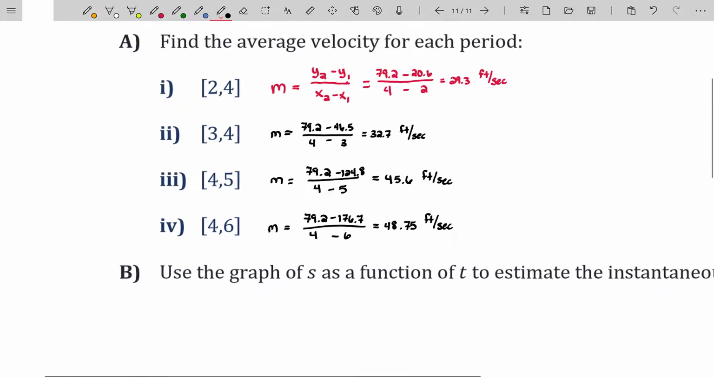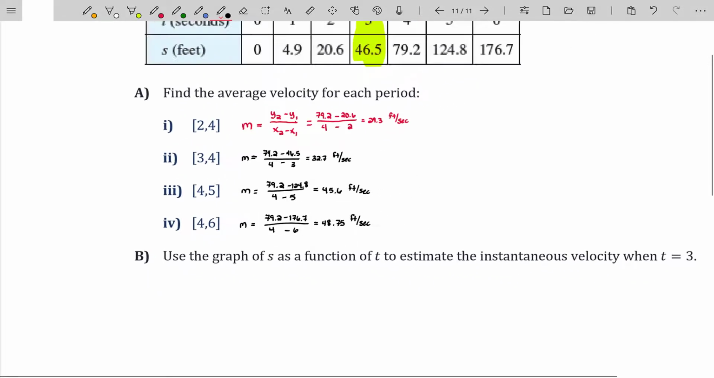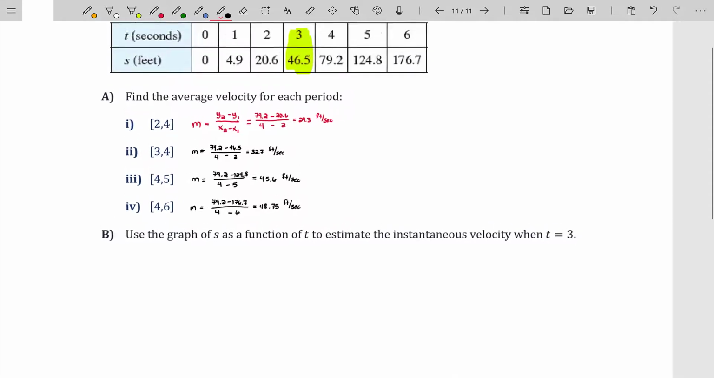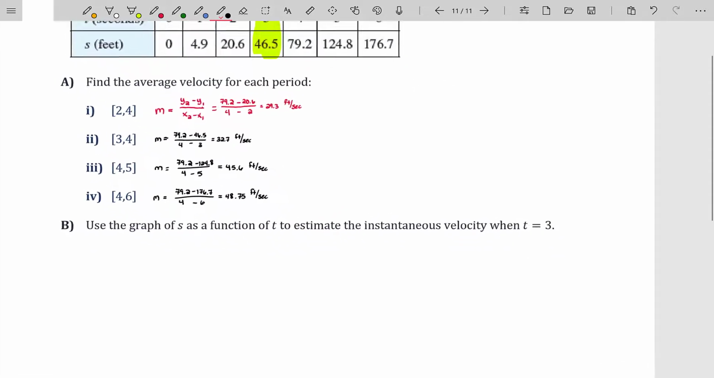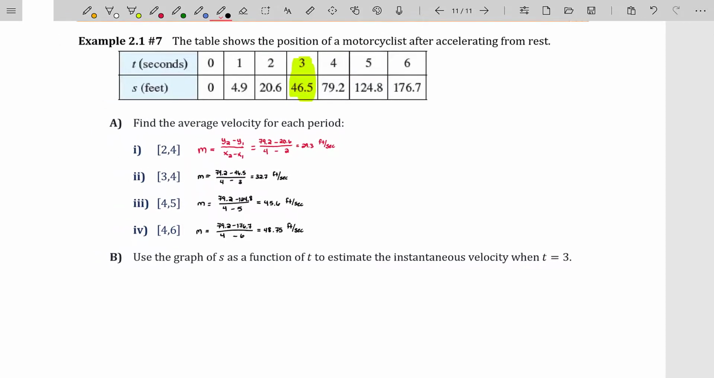Now, all of this is computational, and most students can quickly compute stuff like this. What throws off a lot of students is when you say, well, use the graph of your function as a function of time to estimate the instantaneous velocity when t is equal to 3. That usually throws people off. So let's go ahead and go to Desmos and talk about that.